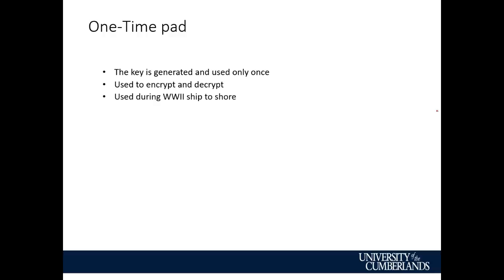We have a one-time pad. This is another part of the ciphering process. This key is generated and used only once. It's used to encrypt and decrypt. Basically, it was used during World War II, from ship to shore.